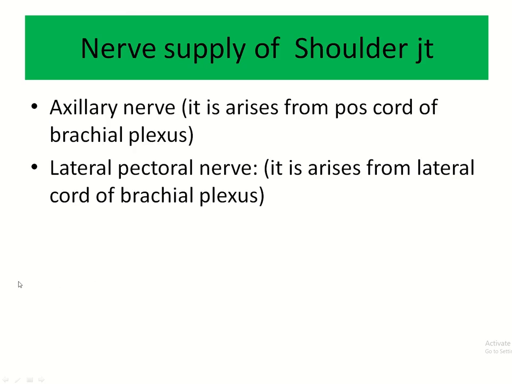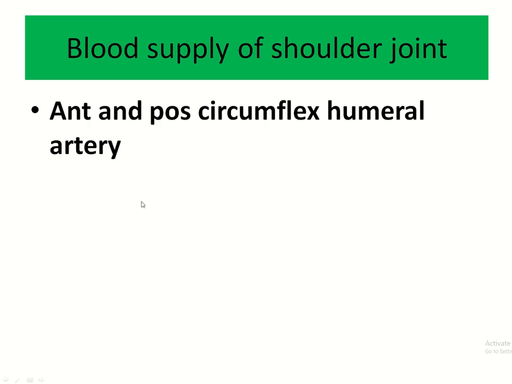Nerve supply of the shoulder joint: axillary nerve and lateral pectoral nerve. Axillary nerve arises from the posterior cord of the brachial plexus and lateral pectoral nerve arises from the lateral cord of the brachial plexus. Blood supply of the shoulder joint: anterior and posterior circumflex humeral artery.